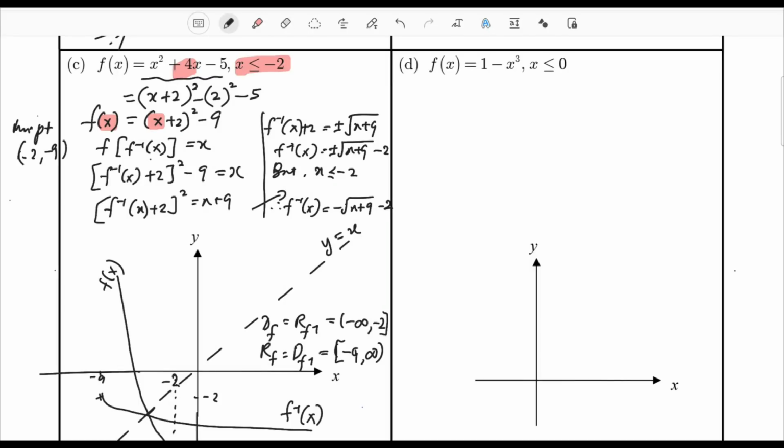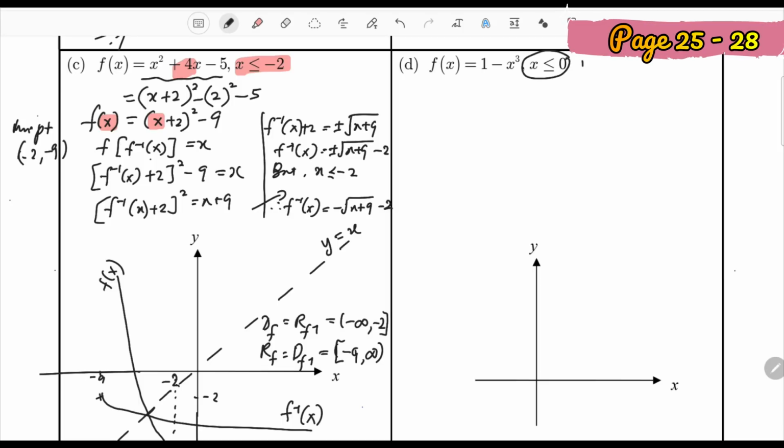Right, for d, f(x) equal to 1 minus x cubed. So x is less than or equal to 0. So again, this is your domain of f. Okay, so negative infinity to 0. Right, let's find the inverse function.